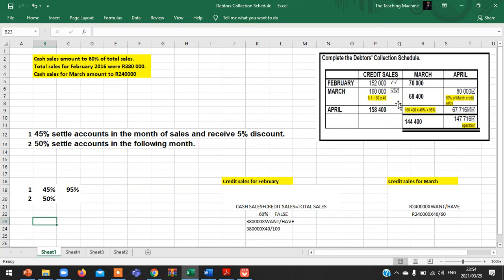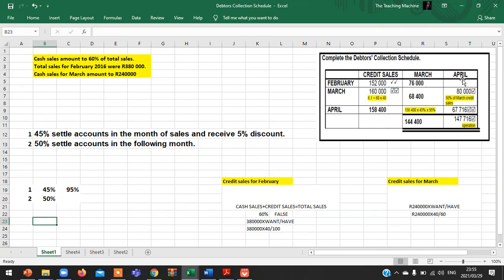We don't have 3. From March to March, it's 1 month. What does your 1 say? It says collect 45%, then collect 95%. So you're going to say 160,000 multiplied by 45% multiplied by 95%. How did we get 95? Remember, there's a discount of 5%. So you're not going to collect the total 45%, but you're going to collect 95% of the 45% of credit sales.